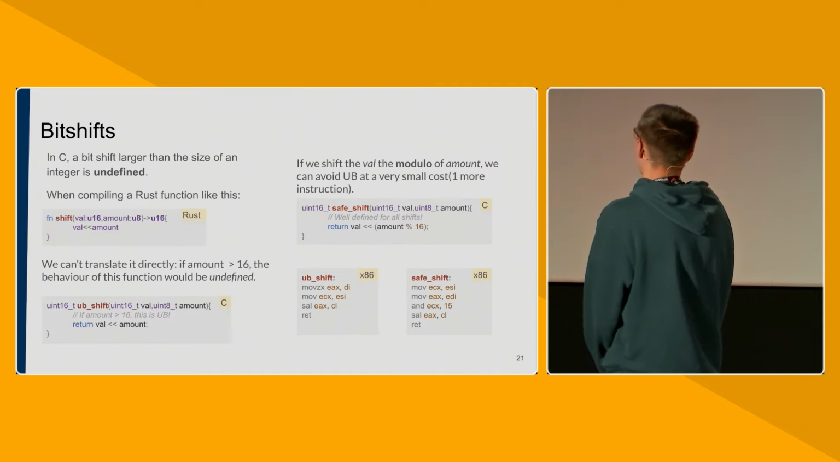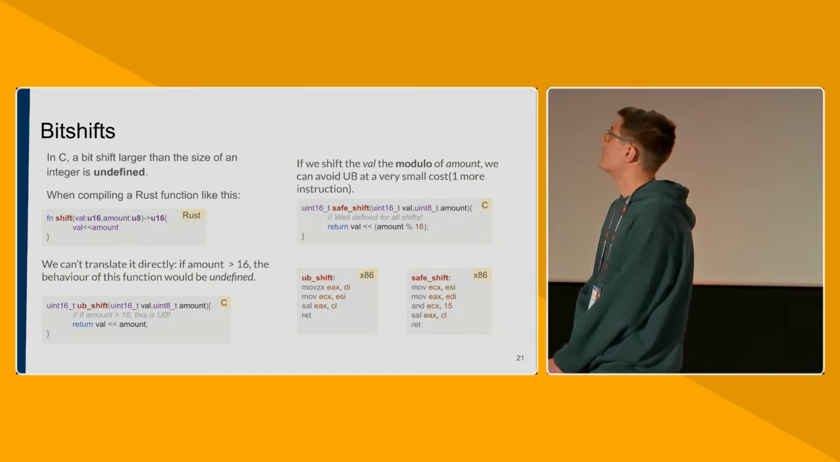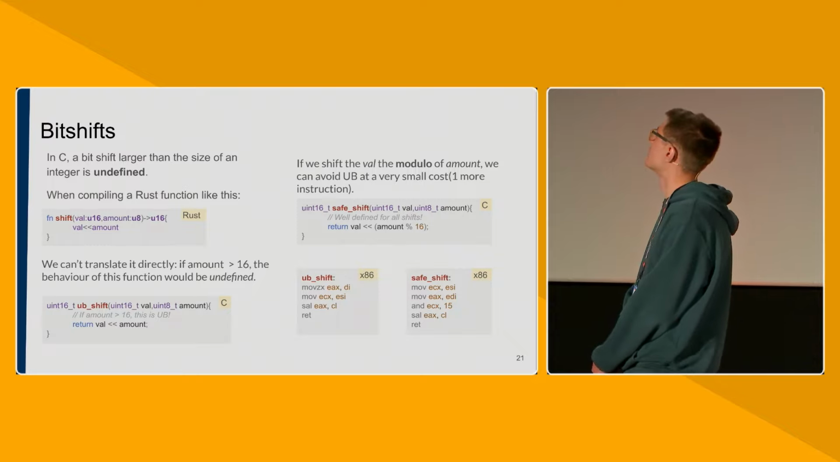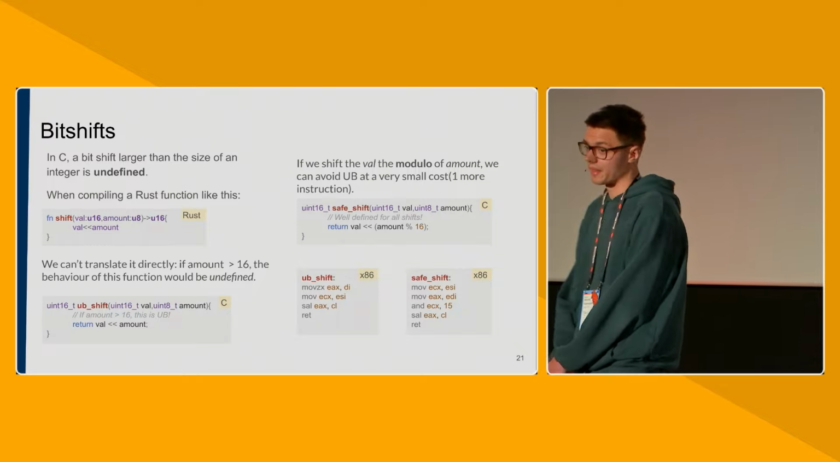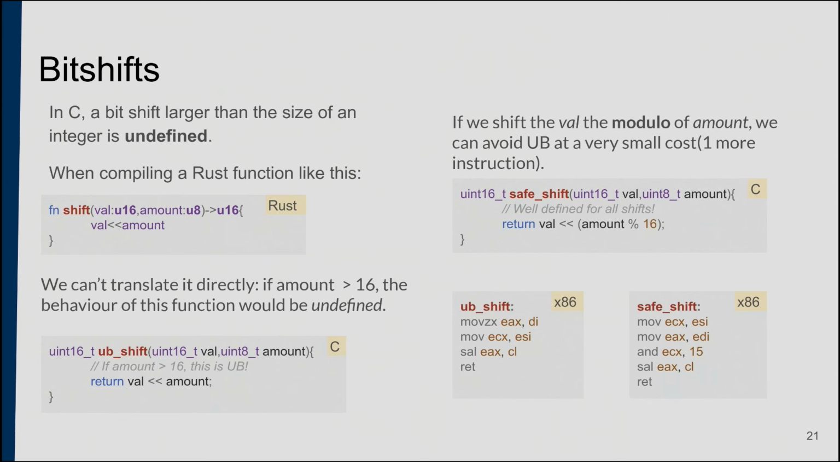Another thing that can cause undefined behavior are bit shifts. In C, if you shift something by an amount larger than the size of an integer, the result will be undefined. But in Rust, you will either get a panic or you will get a shift by the modulo of the amount. So here we have to actually add something to the C code, but it's a cost that the Rust compiler pays in a lot of cases.